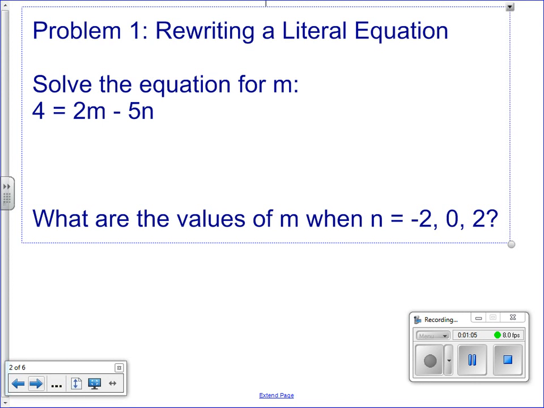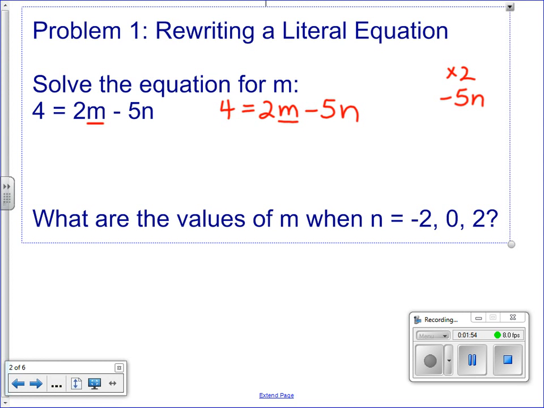Okay, in the first problem it says solve the equation for m. So we're going to look at m as our variable, and we're going to isolate the m on one side of this equation. I'm going to rewrite the equation so it's a little bit more here in the center where we can work with both sides. All right, if I want to solve for m, again I ask myself what happens to m? Well, we first multiplied it by 2, and then we subtracted 5n.